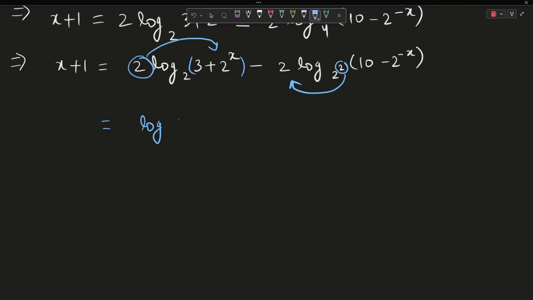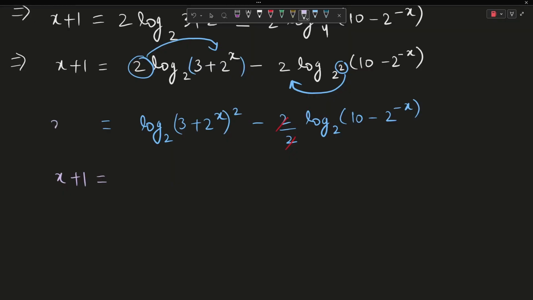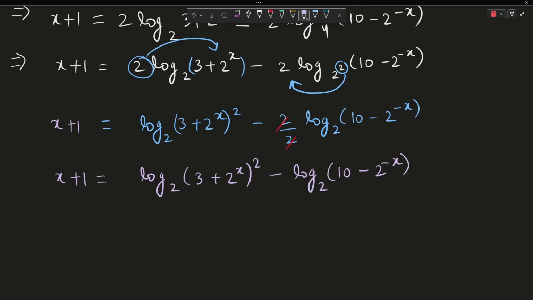So log of 3 plus 2 to the power x whole square to the base 2 first, and it becomes 2 upon 2 log of 10 minus 2 to the power minus x to the base 2. Now this 2 gets cancelled, and what we are left with is x plus 1 is equal to log base 2 of 3 plus 2 to the power x whole square minus log of 10 minus 2 to the power minus x to the base 2.